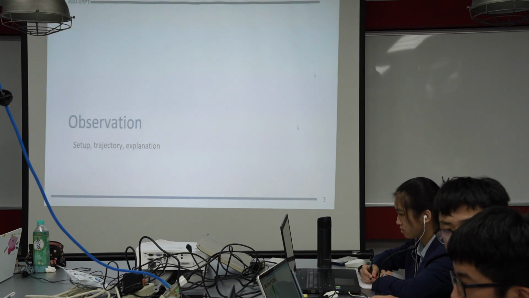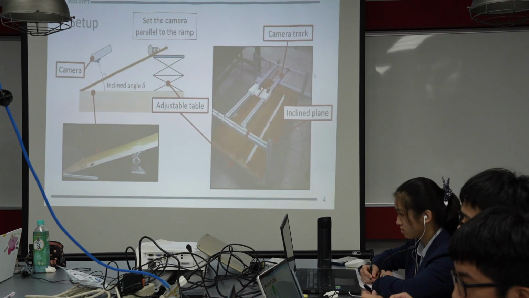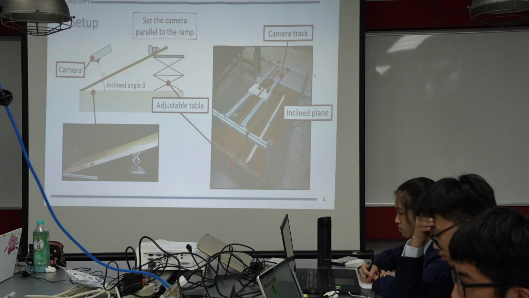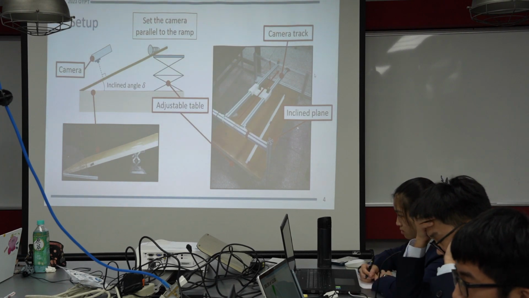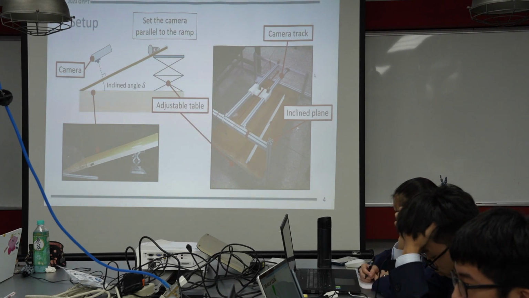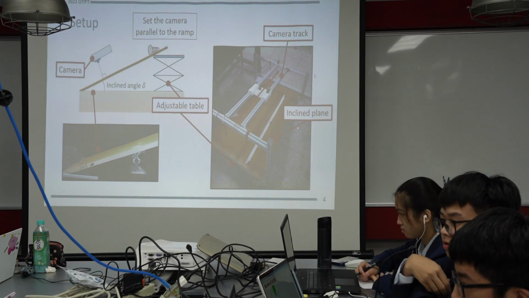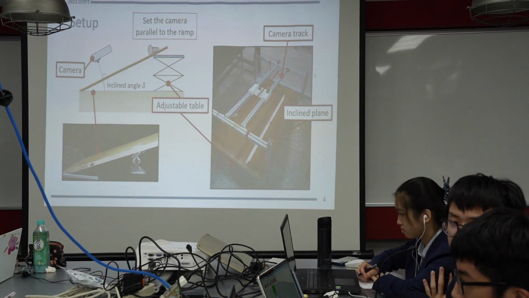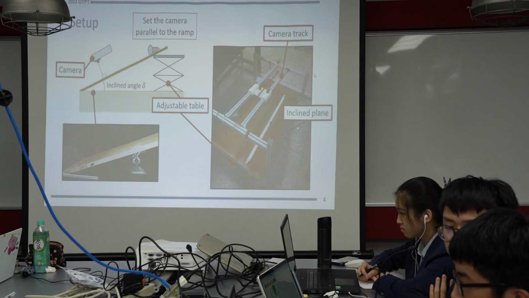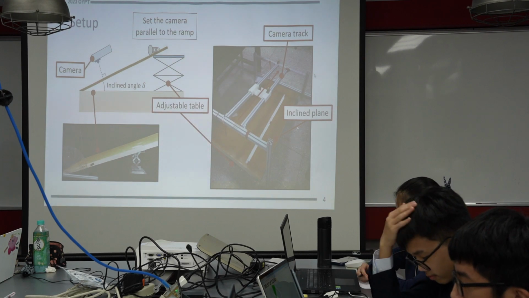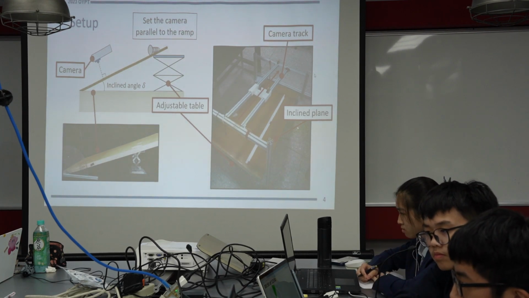This is the observation. First of all, this is our experimental setup, in which we use a ramp whose length is about 1 meter, and we use an adjustable table to control the incline angle delta of the ramp. Then we set the camera parallel to the ramp in order to record the motion and set the ramp as the XY plane. Then we designed a camera track and a camera holder that can slide on it in order to record the motion closely, and also record the details in the oscillation.